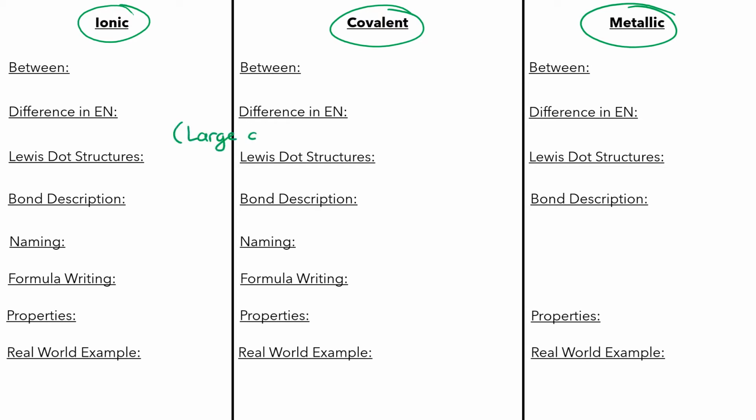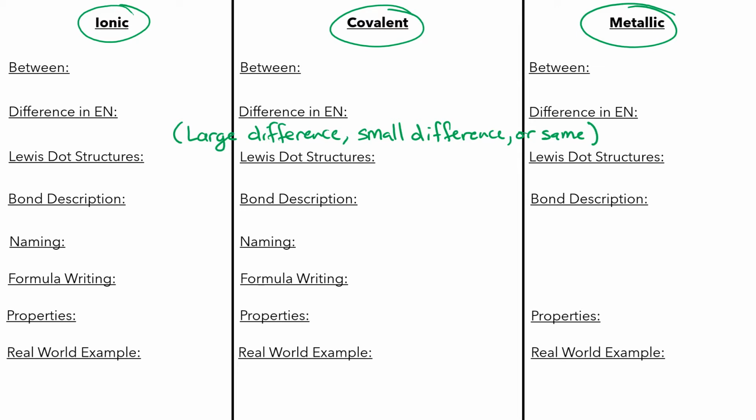So large difference, small difference, or same. So I wrote it in the middle so that you guys can see that it doesn't belong to any section, y'all. Though these are your choices. You're going to either pick large difference for either ionic, covalent, or metallic, and so on and so forth.